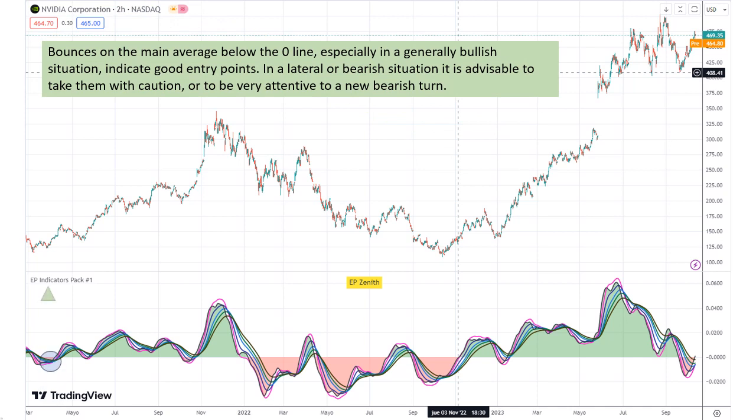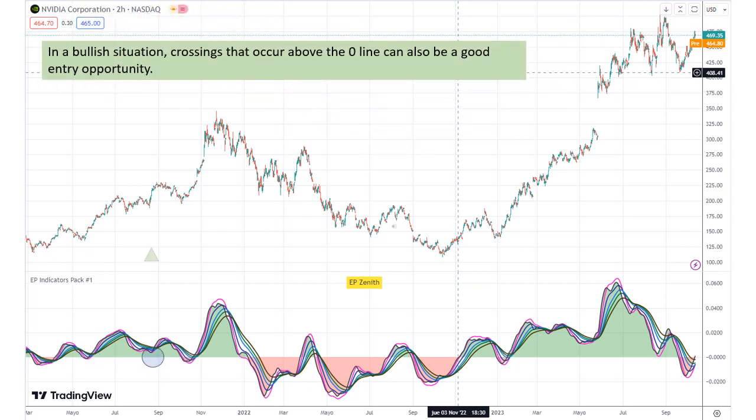Bounces on the main average below the zero line, especially in a generally bullish situation, indicate good entry points. In a lateral or bearish situation, it is advisable to take them with caution, or to be very attentive to a new bearish turn. In a bullish situation, crossings that occur above the zero line can also be a good entry opportunity.